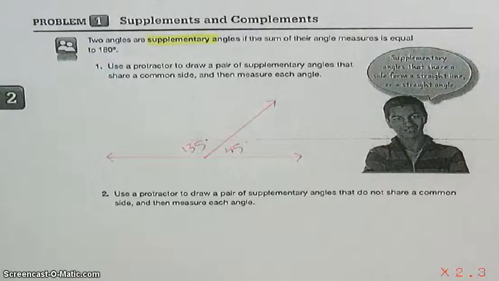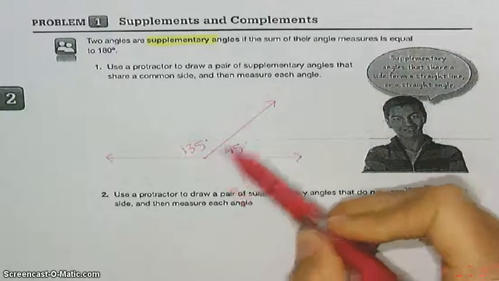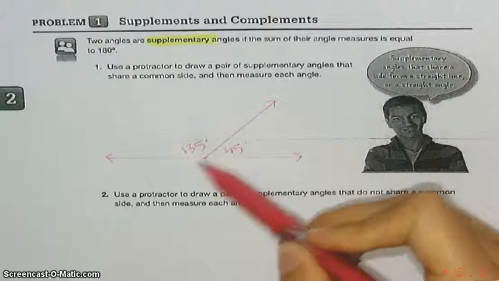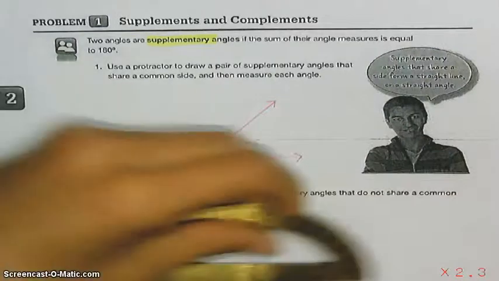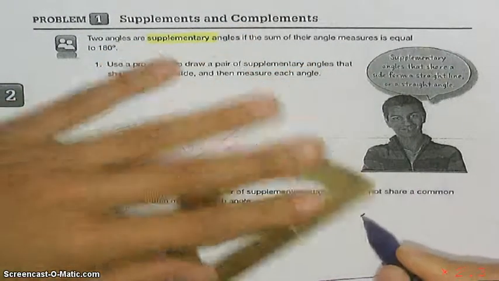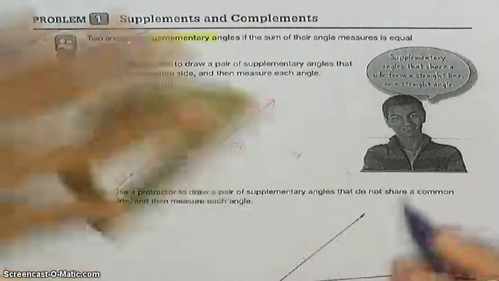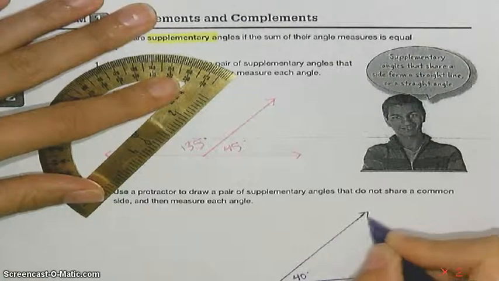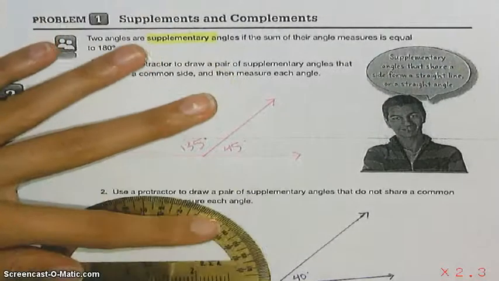Now it says use a protractor to draw supplementary angles that do not share a common side. So notice here they're sharing this ray. We don't want them to share a ray this time. Okay, well we can do that. Let's draw our first angle. I'm going to make mine 40 degrees. So here's 40 degrees. Now the supplement to that is 140 degrees.